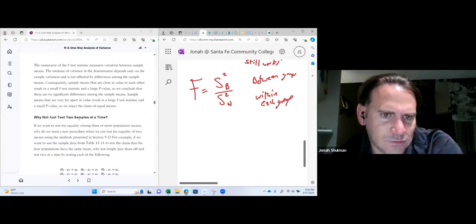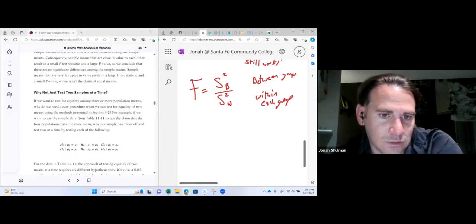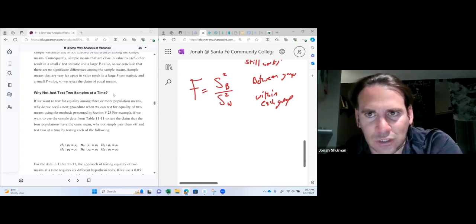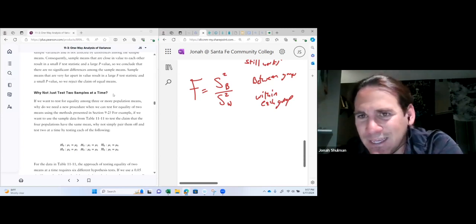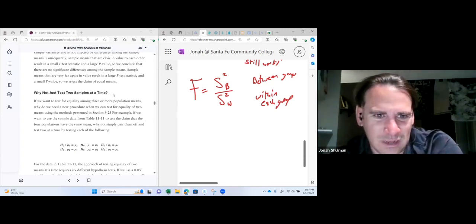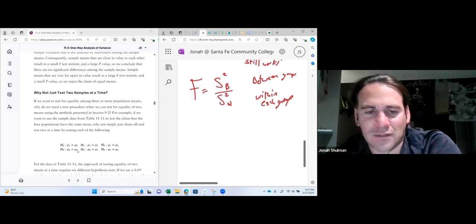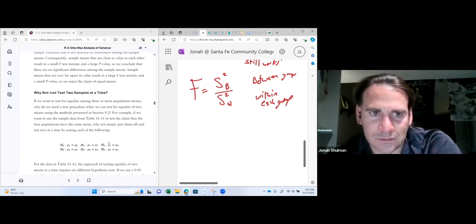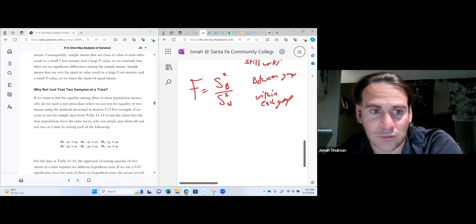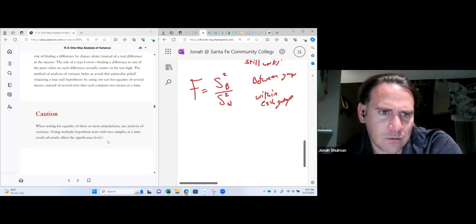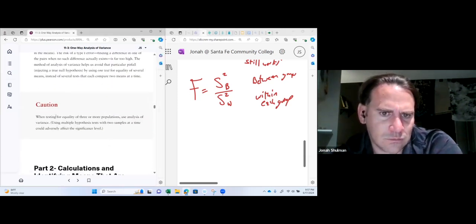Why not just test two samples at a time? Well, one, that'd be annoying. And two, we're not sure if there's an interaction. We can't tell if there's an interaction effect when this is happening. If you're only doing two at a time, two might be messing with four, which messes with three, right? So that's the difference. We're trying to find these main effects, but if we're just doing two at a time, we lose what's called an interaction effect. Yep, it's going to affect the significance level too.